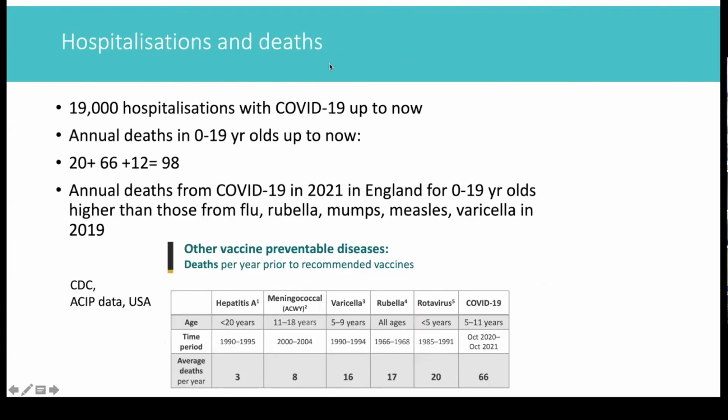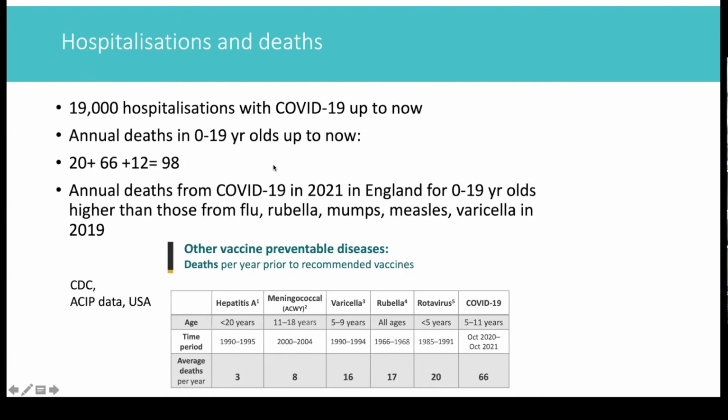So hospitalizations and deaths, and here I'm going to refer you back to that early 2 orange circle plot because I'm going to now compare COVID impacts with those from other diseases, which is far more appropriate than comparing COVID impacts in children to adults. We've had 19,000 hospitalizations with COVID in 0 to 17-year-olds until now. Yes, all of these will not have COVID as a primary cause, but if you consider even if half of them or 60% of them have COVID as a primary cause, that's a huge number.